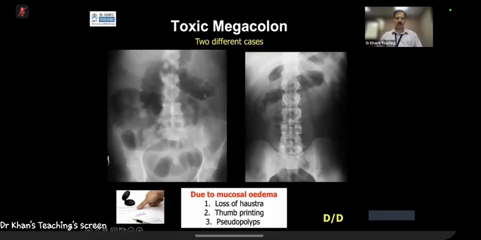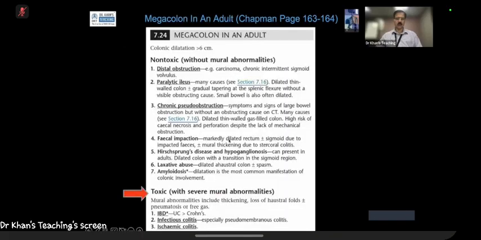These are two other cases of toxic megacolon. Toxic megacolon is very important. Even it comes in rapid reporting. Remember that. It comes in the viva, it comes in the rapid reporting, and you can see these thumbprints, you can see these pseudopolyps, you can see loss of haustra. This is another one, loss of haustra. And always remember, any bowel loop which is going across the midline is the transverse colon, look for it.